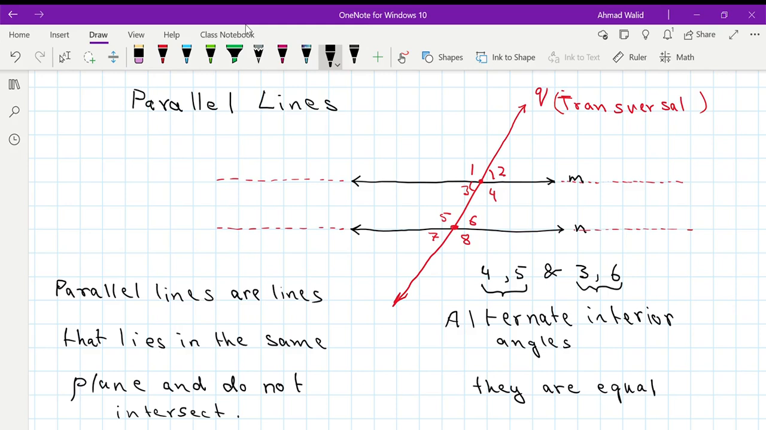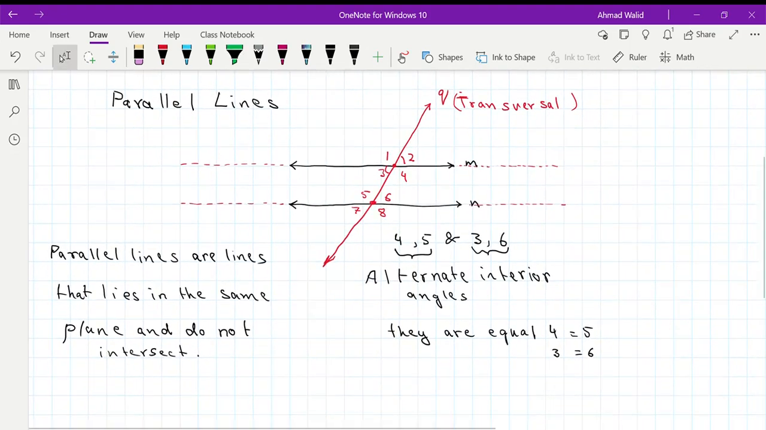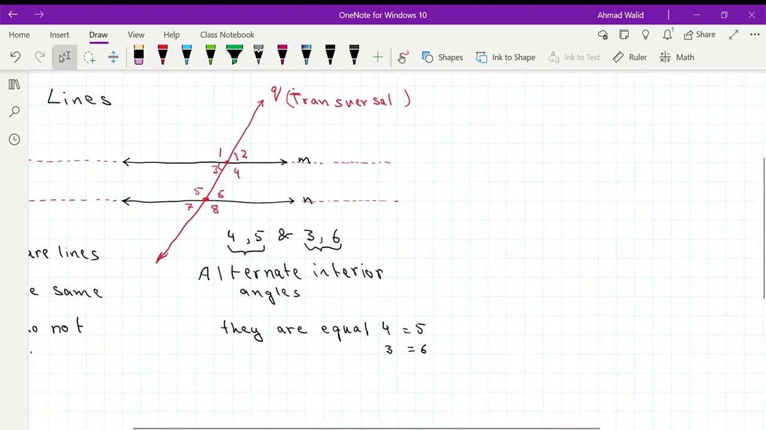It means you can say angle 4 is equal to angle 5, and also angle 3 is equal to angle what? 6. Correct? Now I'll make it smaller to make more space. Maybe I'll move my page this way.